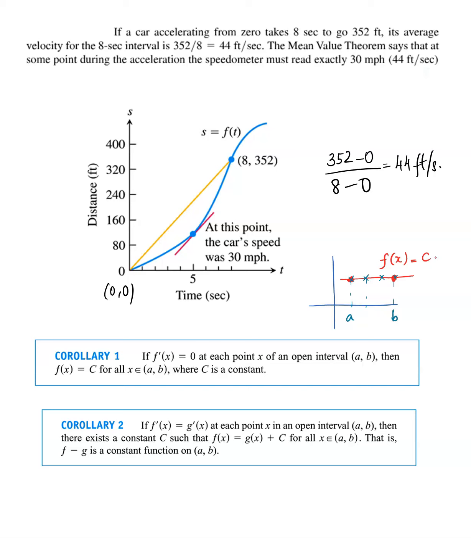So if f prime of x equals 0 at every point, then the obvious consequence is that the function is a constant function, so f of x equals c. Okay?